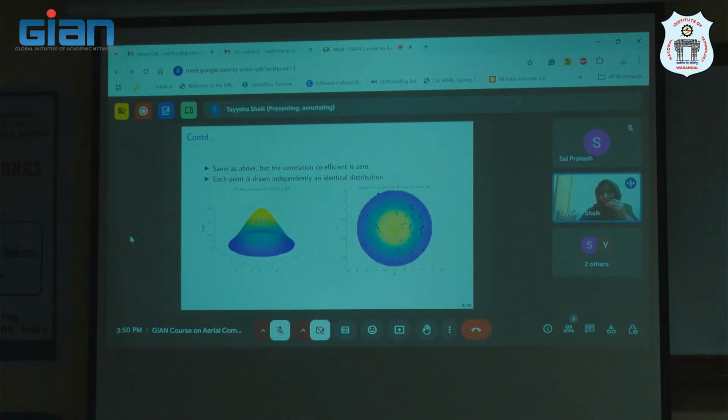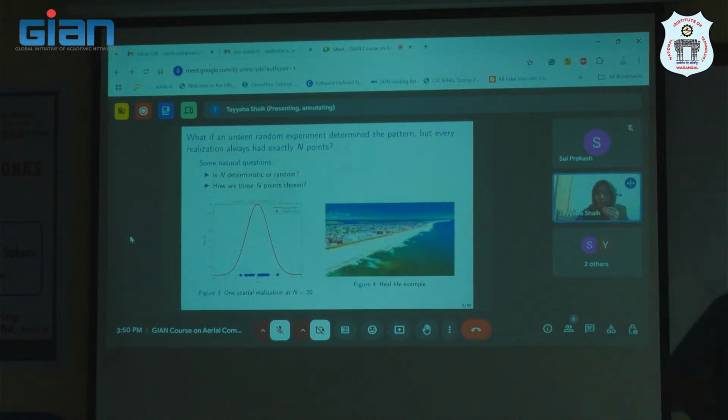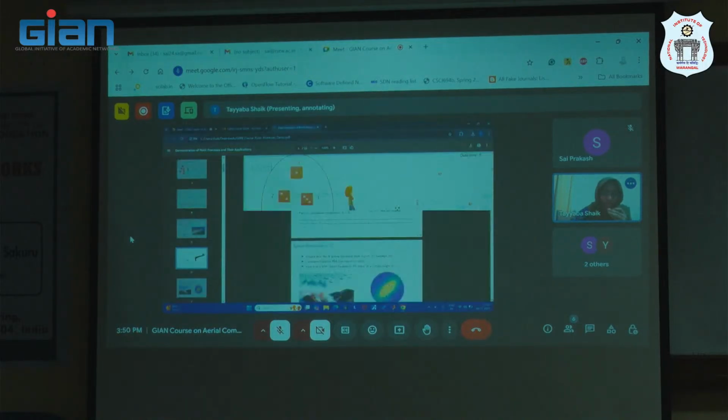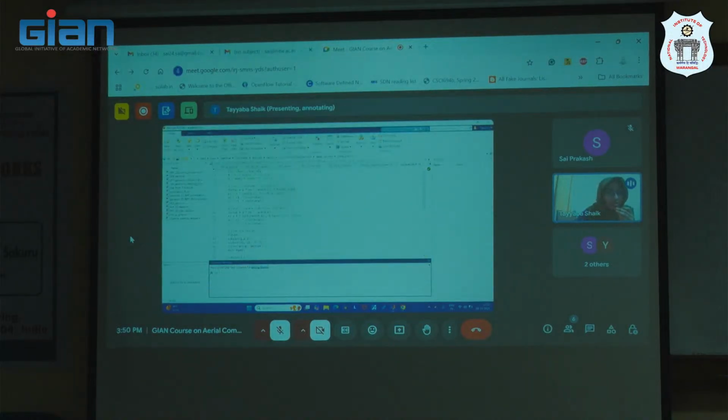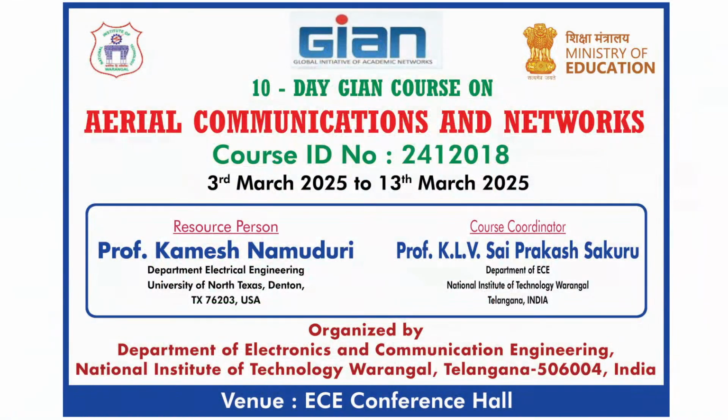Now, I'm not exactly going through the MATLAB codes in the interest of time, but I can show you one MATLAB code that demonstrates the uniform PDF on a single line, because that will help you do the exercise in the upcoming slide.